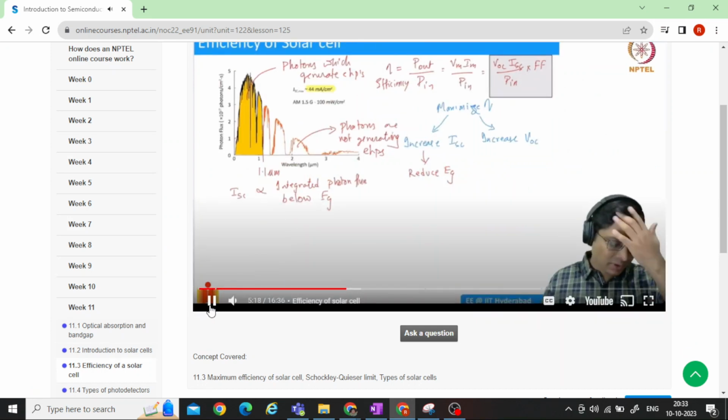So the question was, in the lectures, the sir said that to increase the efficiency, we either need to increase the short circuit current or the voltage. The sir also mentioned that if we increase the short circuit current, there will be a change in the band gap, like reducing Eg. That's what I understood.